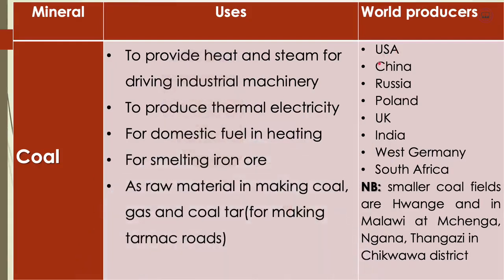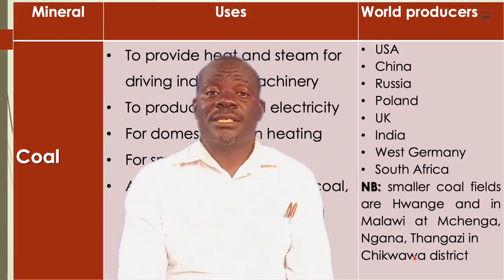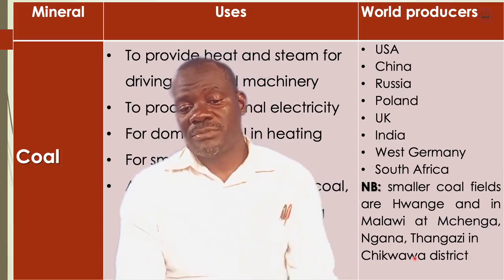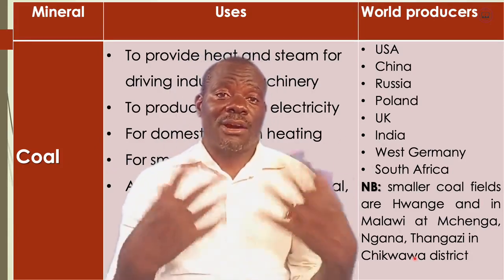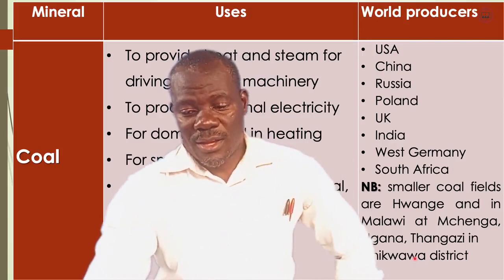Coal is produced in the USA, China, Russia, Poland, UK, India, West Germany, and South Africa. There are also small coal fields in Malawi, at Mchenga, Ngana, Tangazi, in Chikwa district. Now we see that coal is produced in different countries, but even in Malawi, we produce coal. We produce coal at Mchenga and also in Chikwa. There are coal mines there. So those are the countries that produce coal in the world.